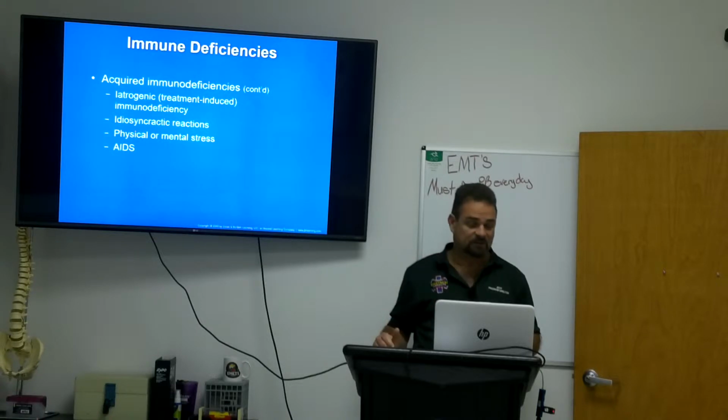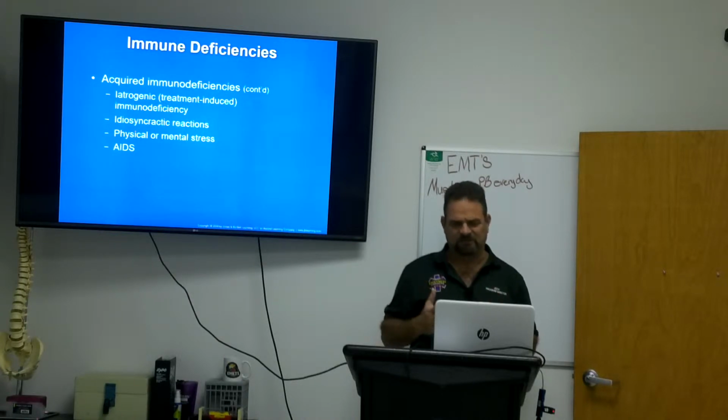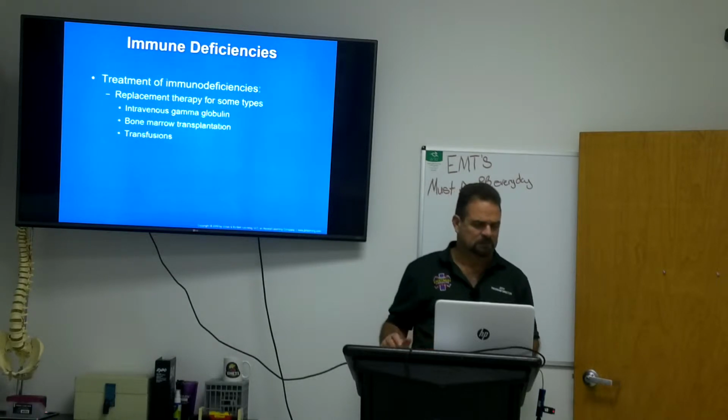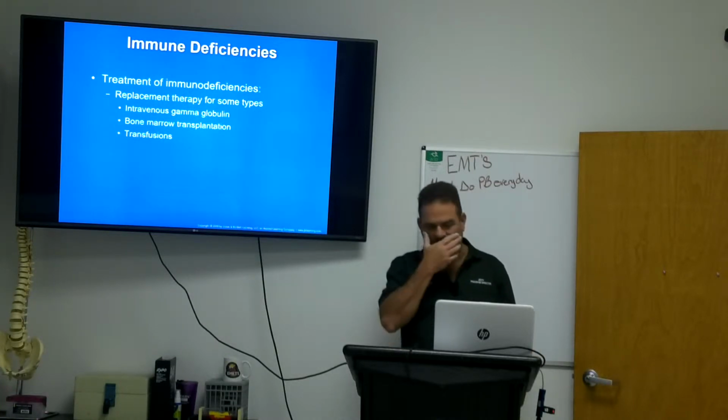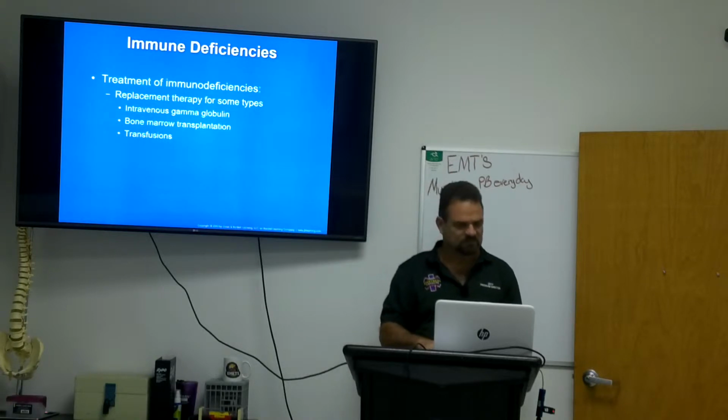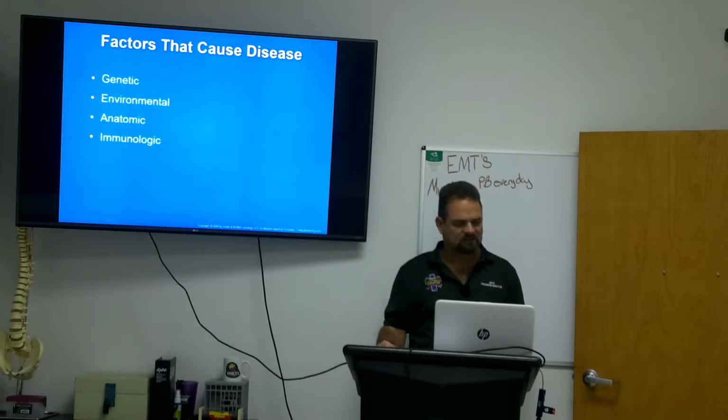And then you have acquired immunodeficiency syndrome, or AIDS, because of the HIV virus. If you have the HIV virus, it may progress to acquired immune deficiency syndrome. Treatment of immunodeficiency is basically replacement therapy for some types. You can use intravenous gamma globulins. It's used in a number of patients with immunological disorders of the nervous system, bone marrow transplantation, and also transfusions. Factors that can cause disease: genetic, environmental, anatomic, and immunologic.